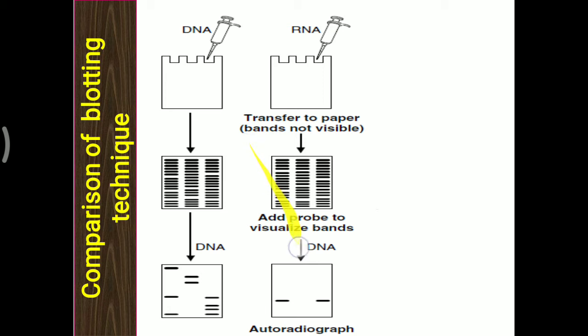Now again the probe helps to visualize the band if the particular complementary sequence of the mRNA or RNA is present, with the help of autoradiography. So this technique is called the Northern blotting technique.